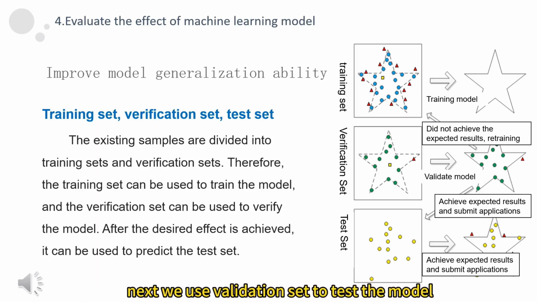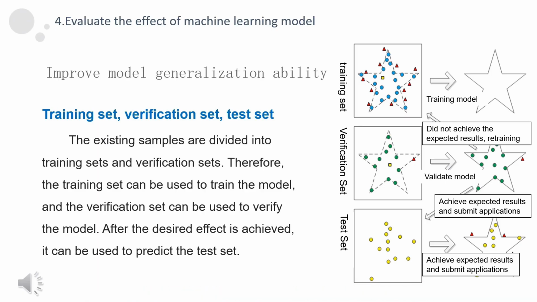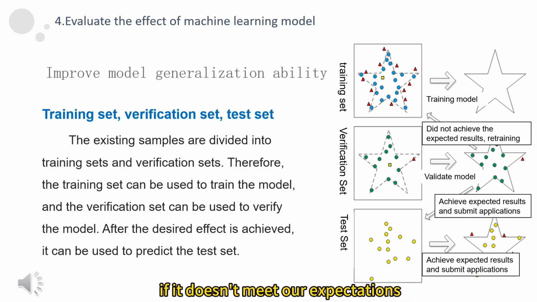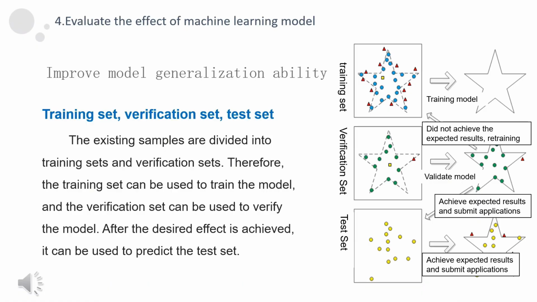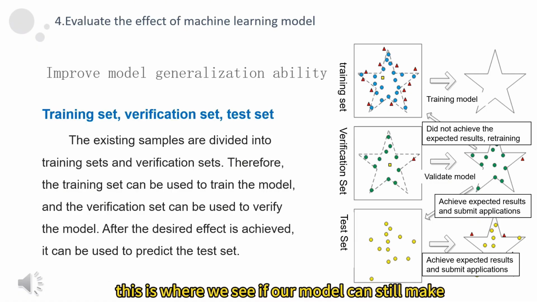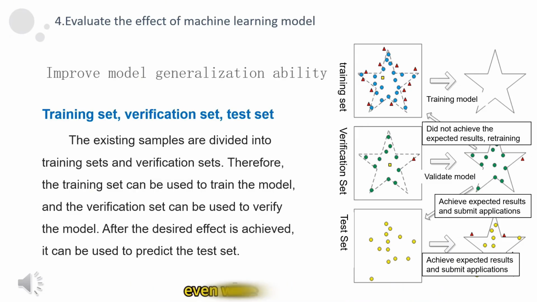Next, we use the validation set to test the model and see if it's accurate. If it doesn't meet our expectations, we tweak the model a bit, but if it's doing well, we'll move on to the test set. This is where we see if our model can make good predictions even when it's dealing with a completely new set of data.